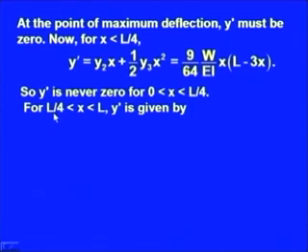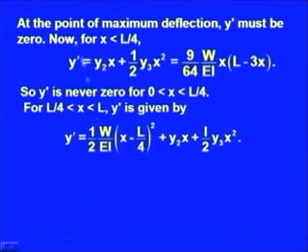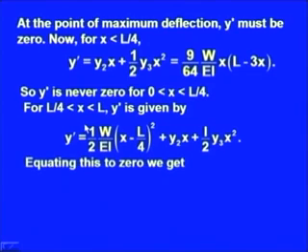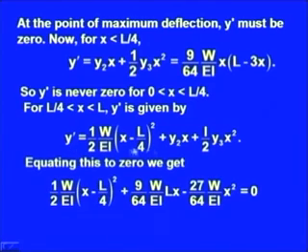Now, let us check for L/4 less than x less than L. Here y dash will be given by 1/2 into W over EI (x - L/4) whole square plus y2 x plus 1/2 y3 x square, because u(x - L/4) will be equal to 1 for this interval. After putting the values of y2 and y3 and equating y dash to 0, we get this equation.